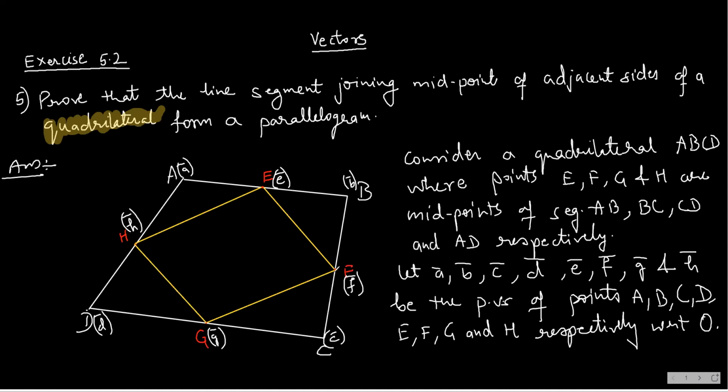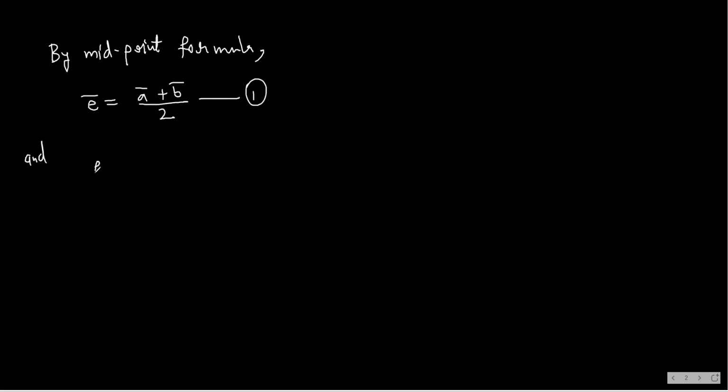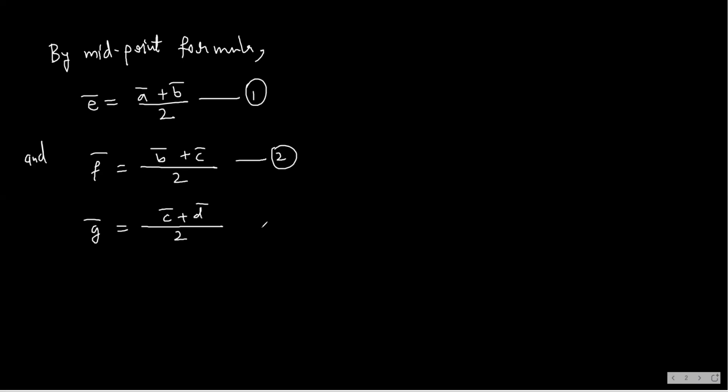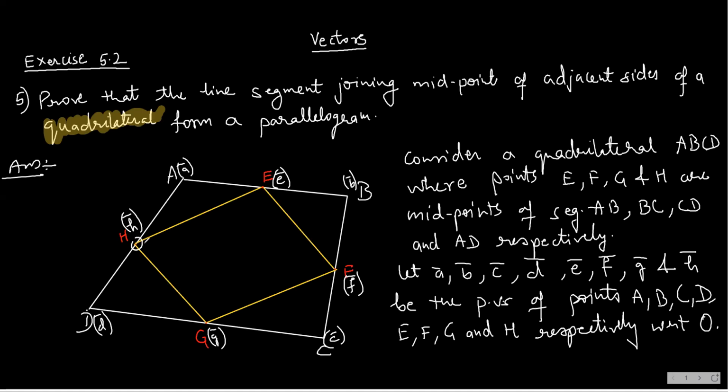Same way here I have point F, which is midpoint of segment BC. So I will write F bar equals B bar plus C bar by 2. G bar equals C bar plus D bar by 2. And H bar is equal to A bar plus D bar by 2.